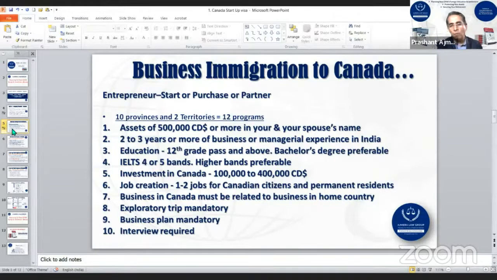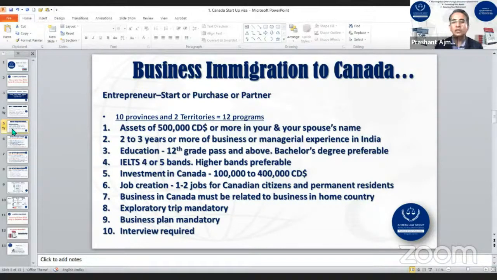Investment required varies from province to province or state to state, it could be anything between 100,000 to 400,000 in a range, which is about 60 lakh rupees to about 2.4 crore rupees. You have to create a job for local Canadian citizens or a permanent resident, which could be about 1 or 2. The business in Canada must be related to your business in a home country.